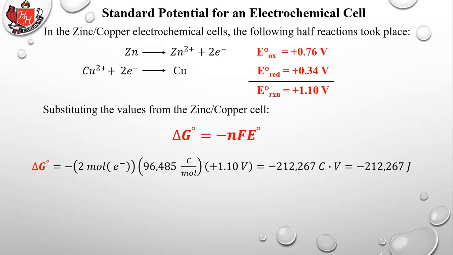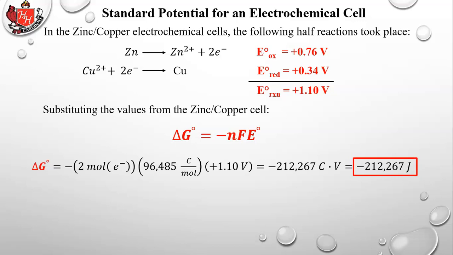And we're not going to go into the details of this, but that simply is joules. It's the equivalent of joules. So joules equals 1 Coulomb volt. So you get a negative 212,267 joules for free energy. Again, since free energy is a negative number, that means this reaction is going to happen spontaneously. So again, positive voltage is spontaneous, negative delta G is spontaneous. That means they'll happen naturally.